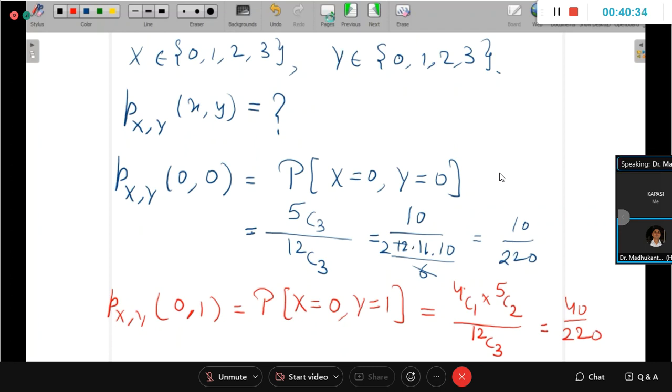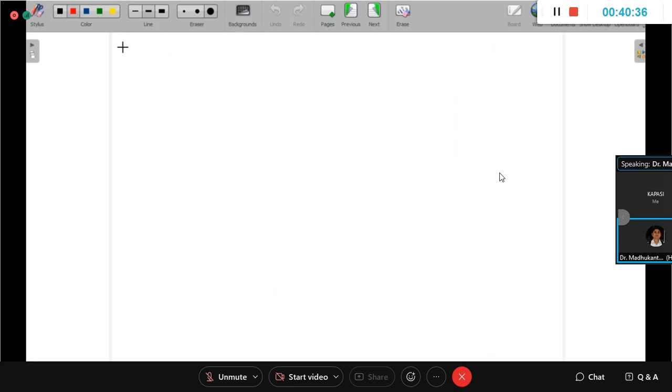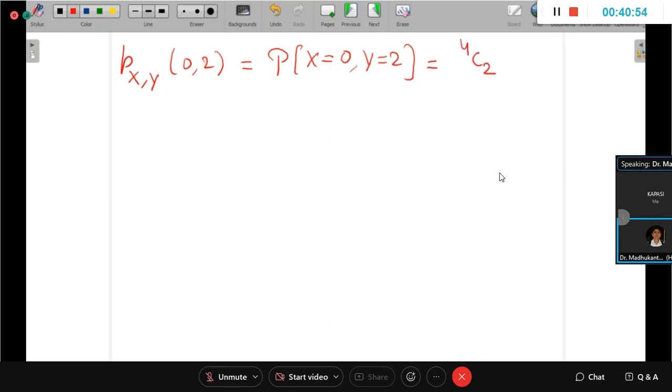Right. Now, let me have another one. So p(x, y) of 0, 2. X equals 0, y equals 2. So now none of the new battery, 2 are coming from the used battery, so 4C2, and one of them is from the defective one, 5C1 divided by 12C3. So you have 4C2 is 6 into 5, 30, right? 30 divided by 220.